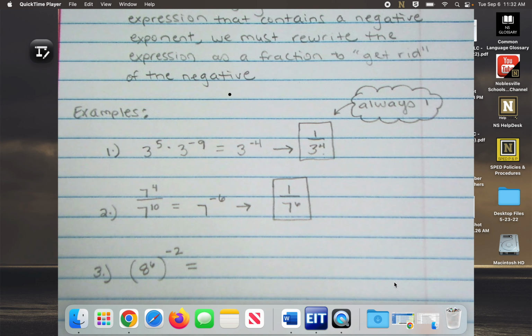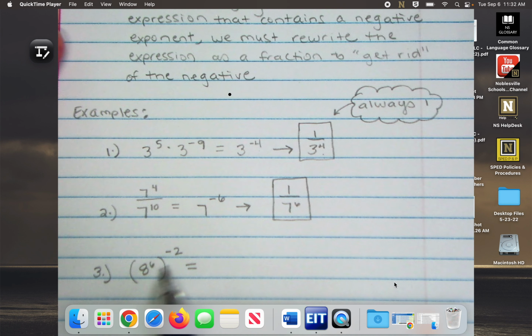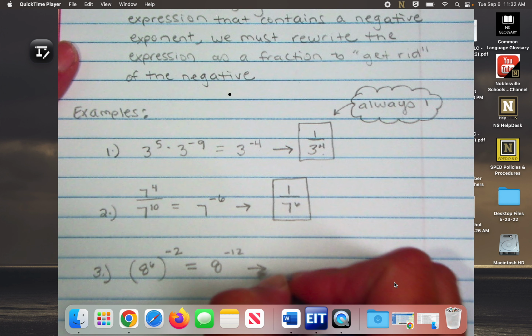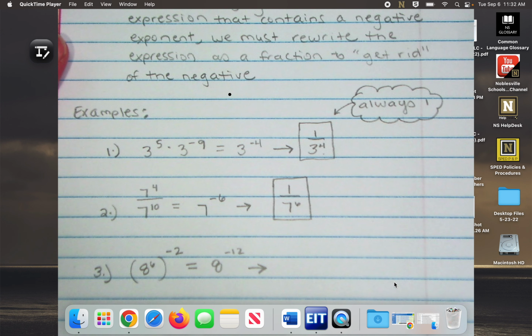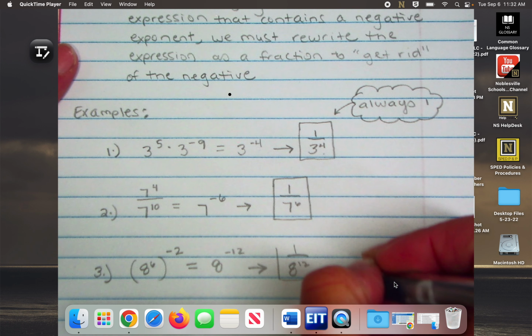What do we do when we have a power raised to another exponent? Multiply the exponents. So this is going to give me 8 to the negative 12, but I'm going to rewrite it as 1 over 8 to the 12th power.